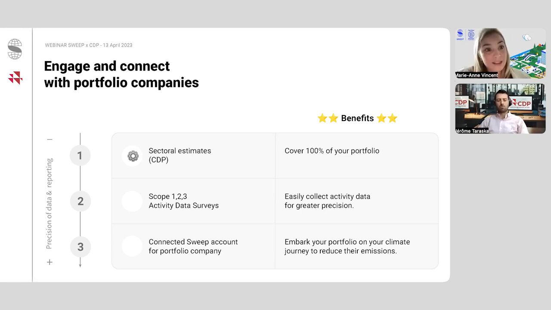And again, as Raphael was saying at the very beginning, what we try to do is create this network effect, trying to make sure that thanks to the influence of the investor, they will start their climate journey, they will embark everyone into the reduction, and we will connect all the corporate accounts with the investor accounts, and we will all together pilot the reduction.